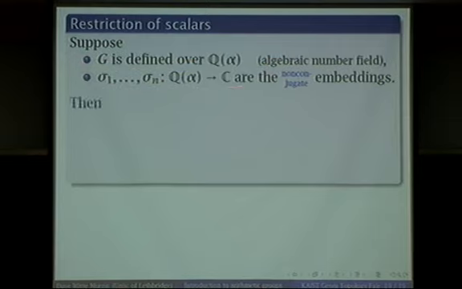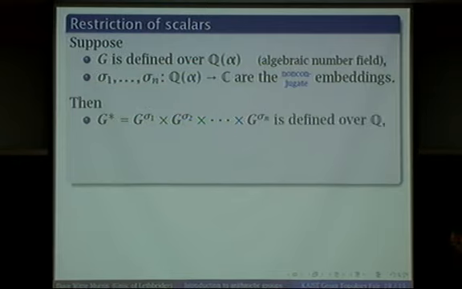Then, we define G star to be the product of G cross G sigma, where I have to take the product of all of the possible G sigmas. I didn't bother with a G at the start because one of these is going to be the identity. So this is really G cross a G sigma cross a G sigma, a bunch of different G sigmas. If I call that G star, that group, after a change of basis, will be defined over Q.